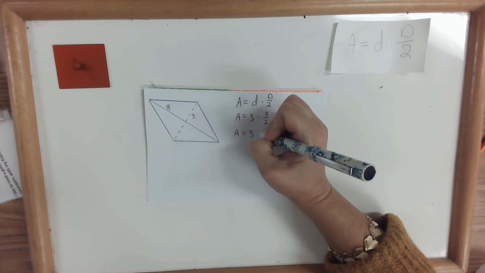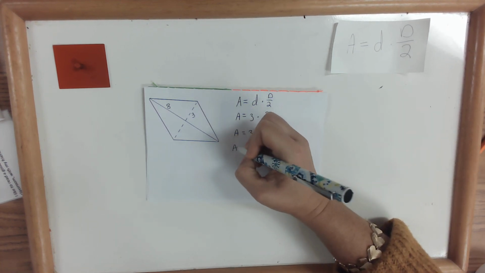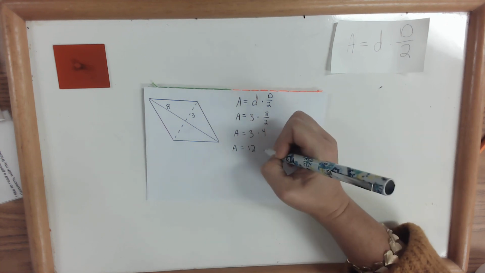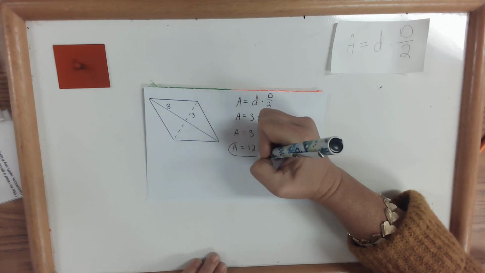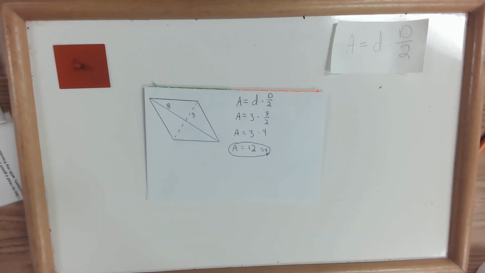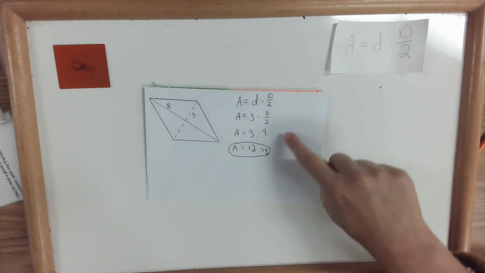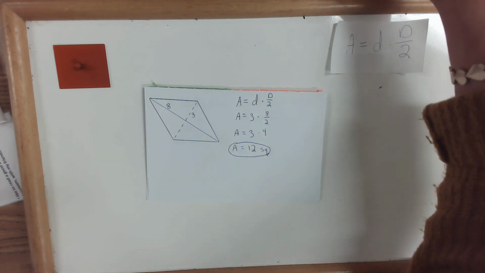A equals 3 times 4. I know that times table. A equals 12 squares, and I circle it. So this is how you do the area of a rhombus on paper. And your job now is to draw and fill in numbers and do the work for lots and lots of rhombuses, or rhombi. That's the area of a rhombus.